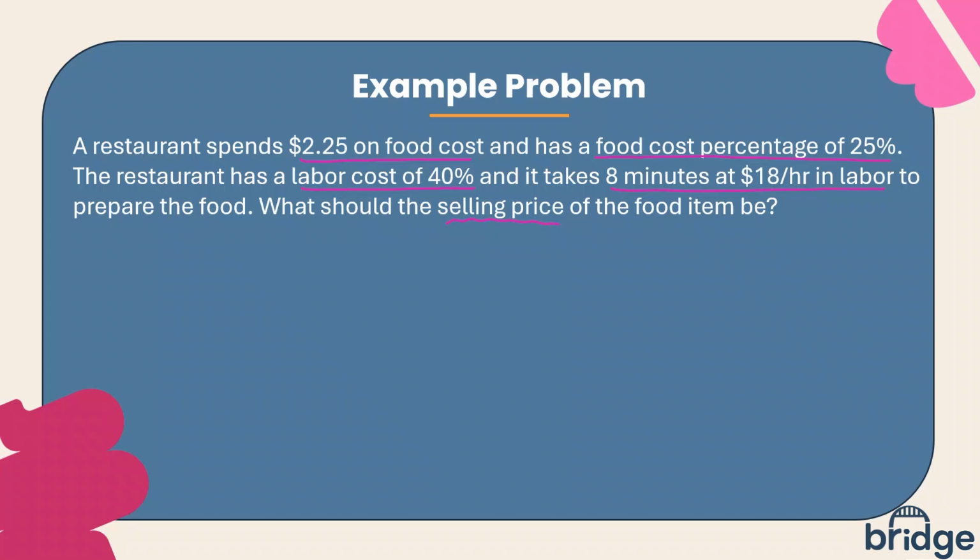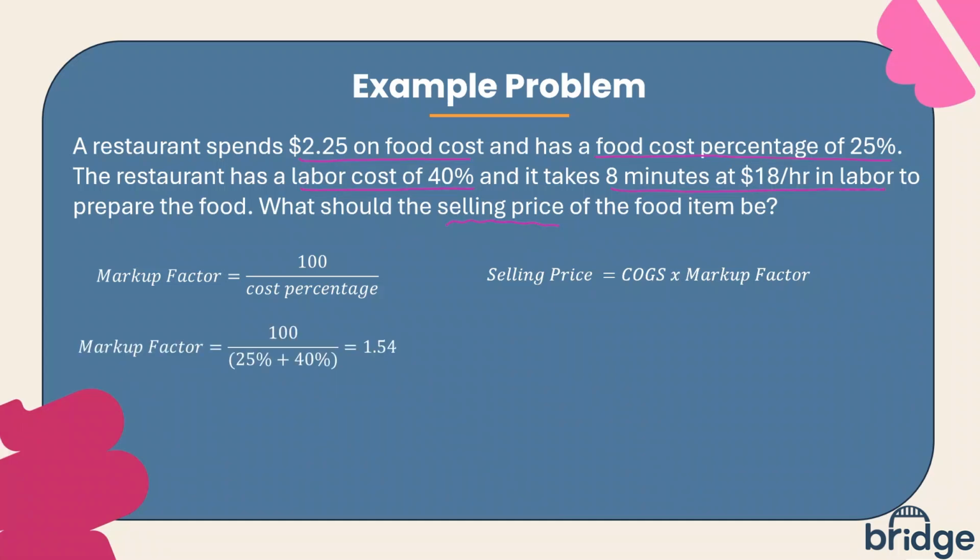Well, since we're trying to figure out selling price, it's still these same two equations. We need to figure out the markup factor, and we need to figure out the selling price. We have a food cost percentage of 25 and a labor cost percentage of 40. So we'll add those up to get our total cost percentage of 65%, giving us a markup factor of 1.54.